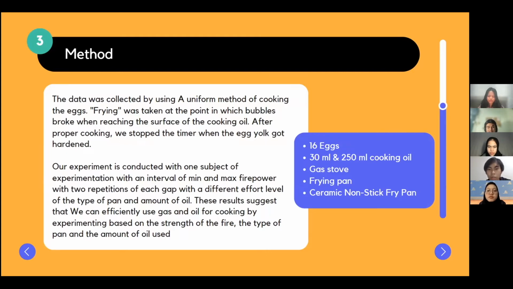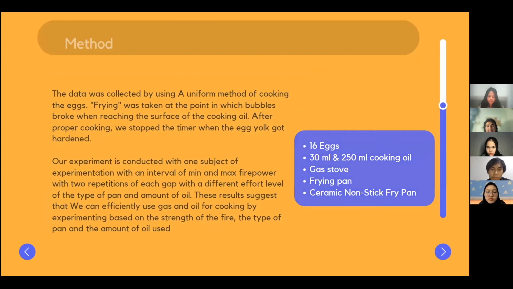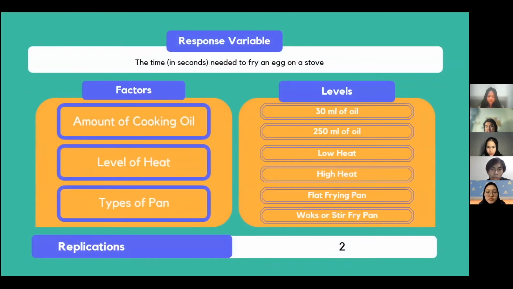For the tools and materials we use for this practicum, there are 16 eggs, 30 and 250 ml cooking oil, a gas stove, a frying pan, and a ceramic non-stick fry pan. The response variable for this practicum is the time, in seconds, needed to fry an egg on a stove. Then for the factors, we have the amount of cooking oil, level of heat, and types of pan. And then the levels: we have 30 ml of oil, 250 ml of oil, low heat, high heat, flat frying pan, and wok or stir-frying pan. Lastly, we have 2 replications for this experiment.